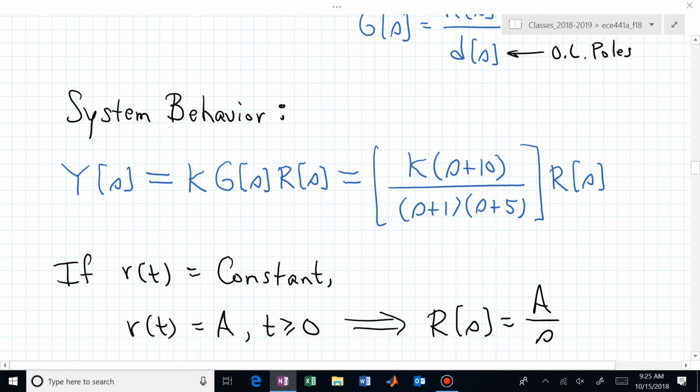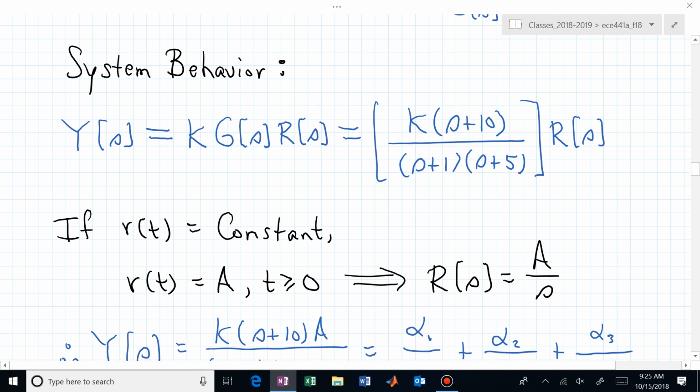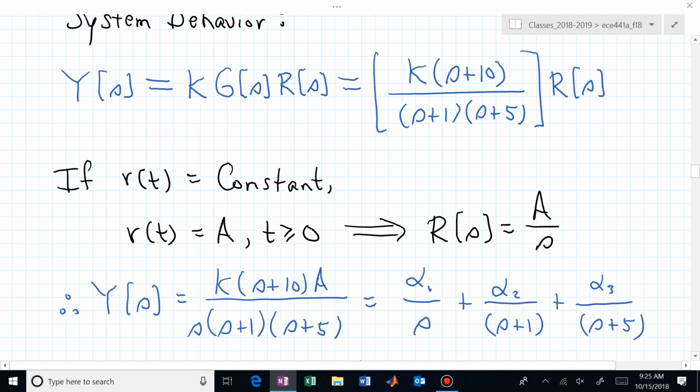If R of t is A, whatever A represents, then its Laplace transform is A over S. We can use that now to find an expression for capital Y of S. And if you're demonstrating your electrical and computer engineering talents to your interviewer, you can say, well, I can do a partial fraction expansion of that, right? To find the structural form for little y of t. You have Y of s, that's in the frequency domain.